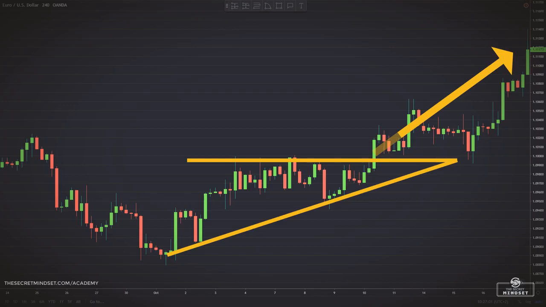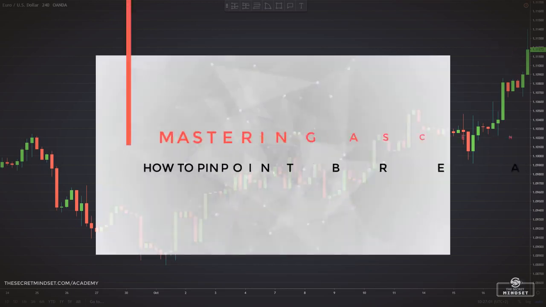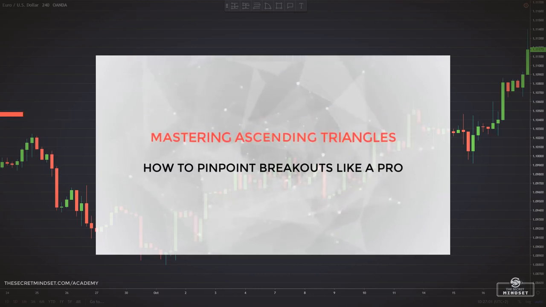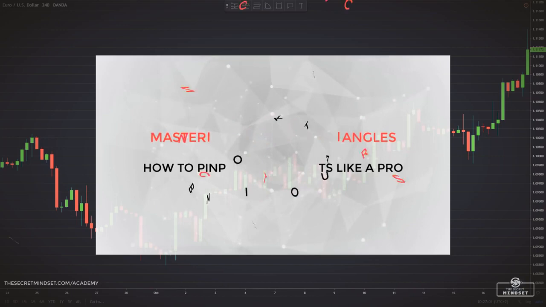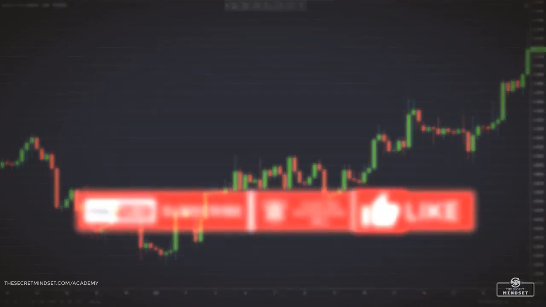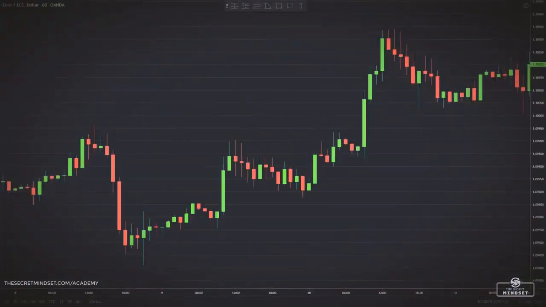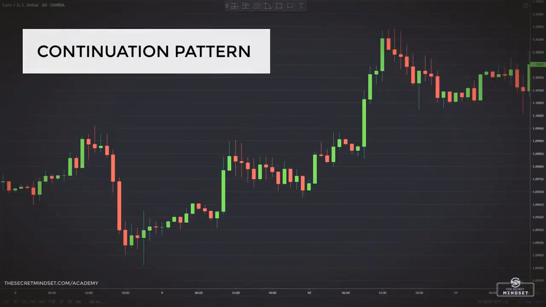There are different kinds of triangles that can be seen on a chart. In this video, we'll take a closer look at the ascending triangle pattern and the corresponding trade setups. Once you are equipped with this knowledge, you should be able to add a triangle trading strategy to your trade setup arsenal.